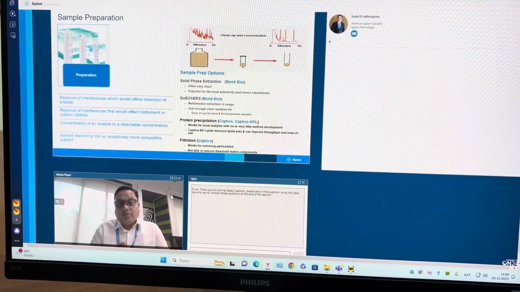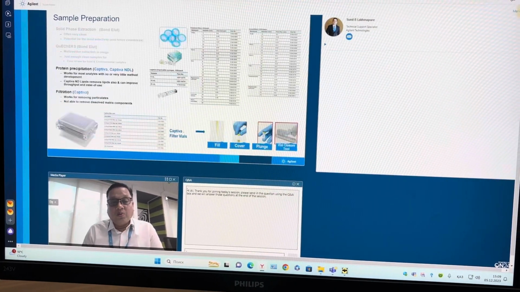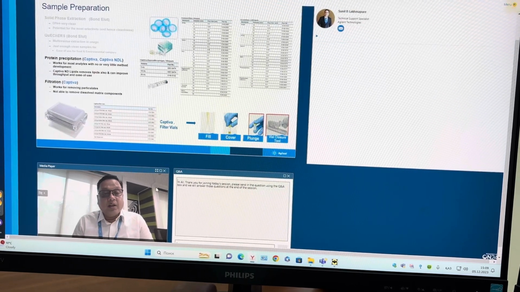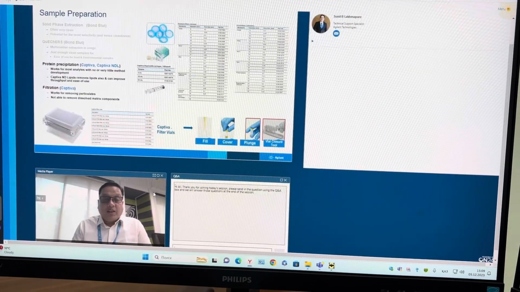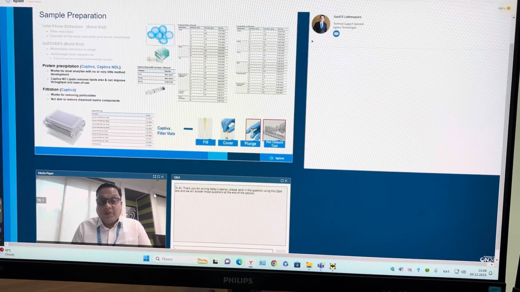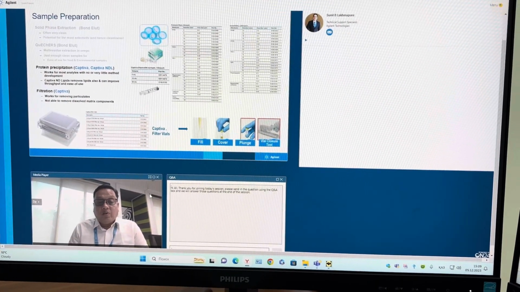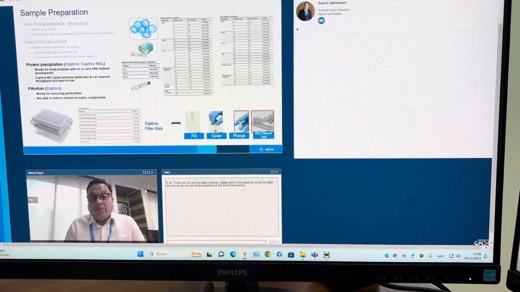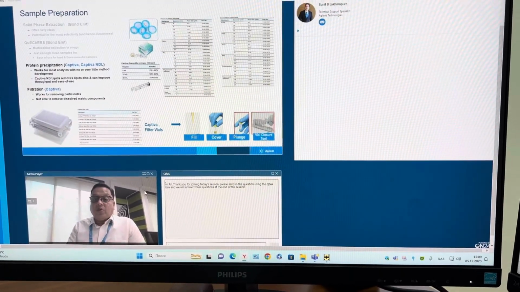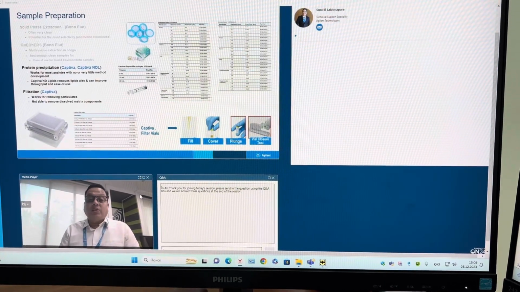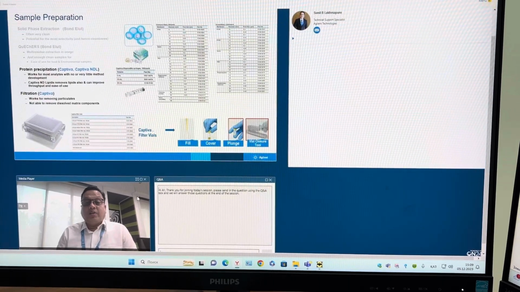To have a very brief idea, when you talk about protein precipitation, we have brand names like Captiva NDL, where we work for most analytes with no or very little method development. Also Captiva lipids are available. For filtrations, for removing particles, Captiva is there. So all these are available, and even the part numbers are given over here. The most important thing is we try to include all the part numbers. If you are looking for any solution, you can have this ready reference.